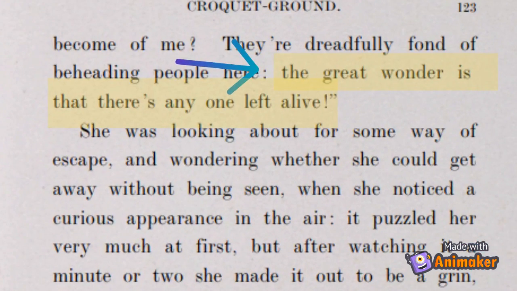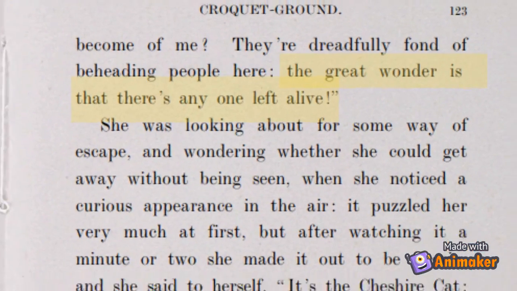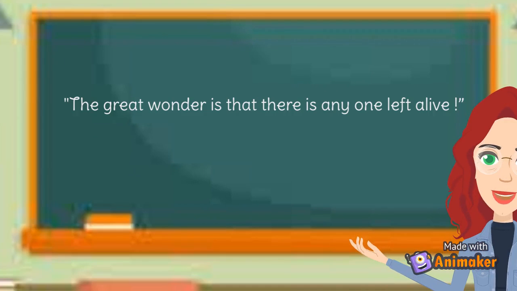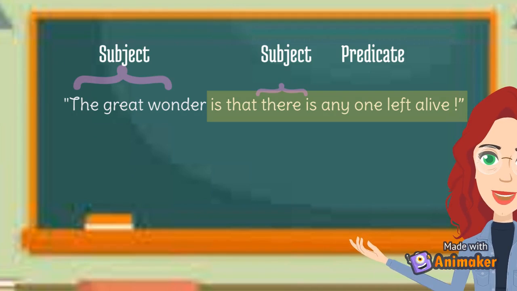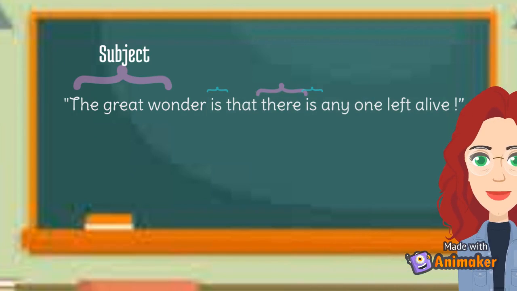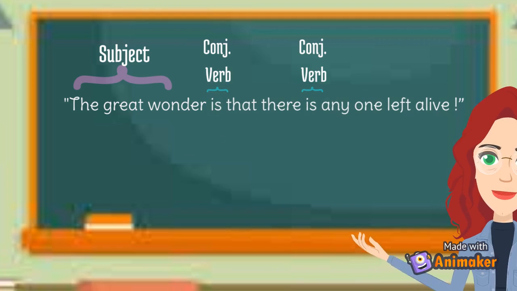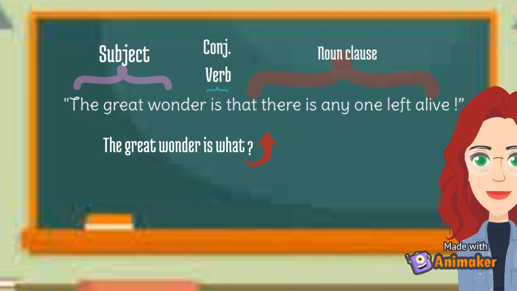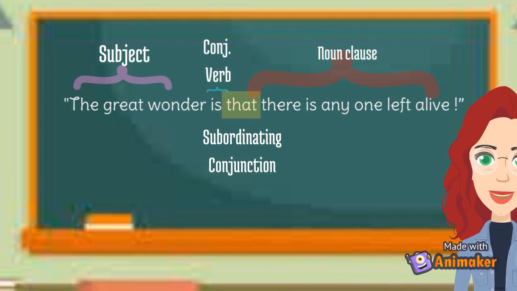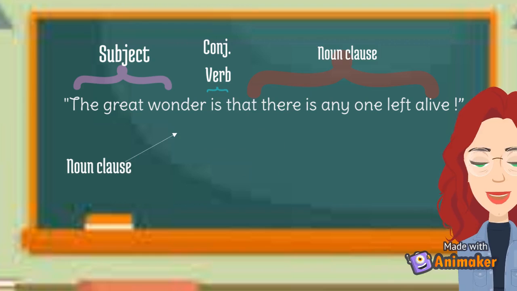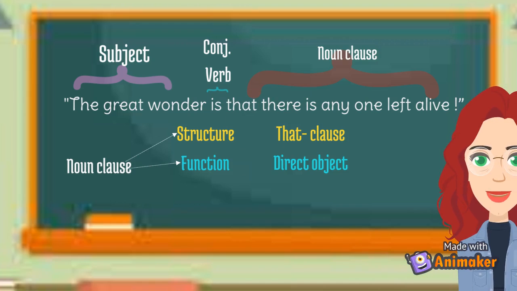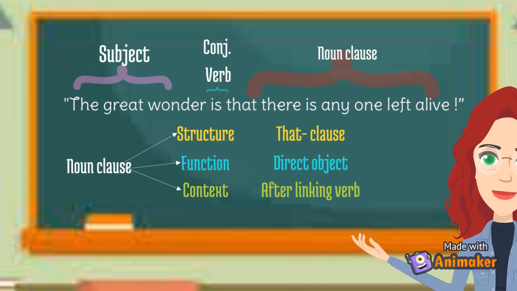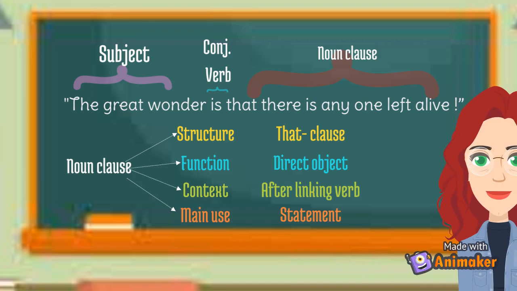In this complex sentence, "The great wonder is that there's anyone left alive," we can identify the subject and the predicate. In the predicate, the conjugated verb or main verb is "is," a linking verb. The dependent clause is a noun clause with the structure of a that clause, because the subordinate clause starts with the subordinating conjunction that. The function of this clause is direct object. The context, in this case, is after a linking verb, and the use is as a statement.